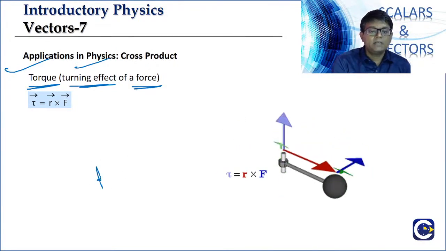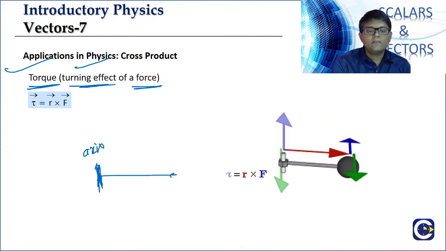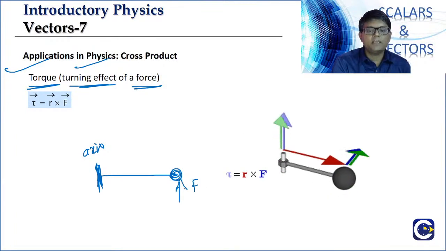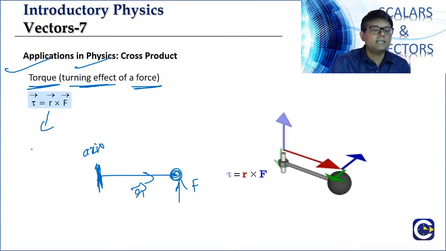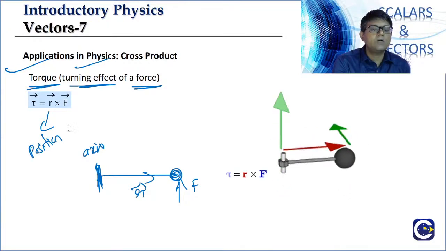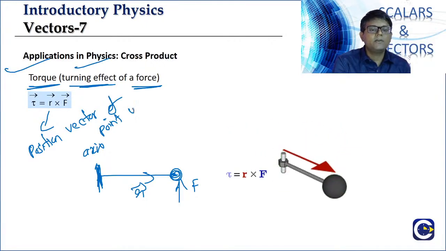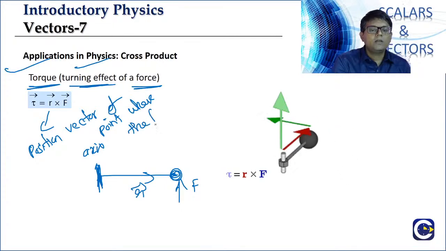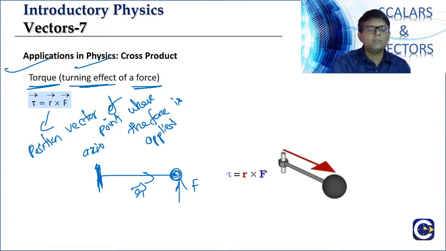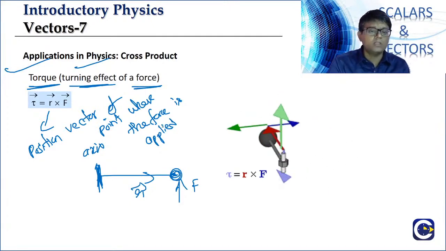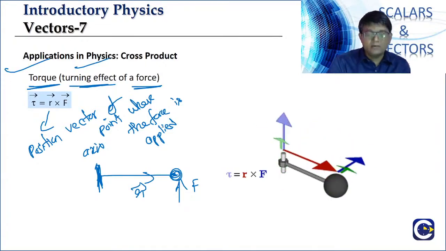So if there is a point where we are applying a force, say this is the axis, we apply force at a particular point. This R bar is what we call the position vector of the point where the force is applied. Don't bother about these things because we will learn about them when we go to torque in rotational motion. But just remember the idea.